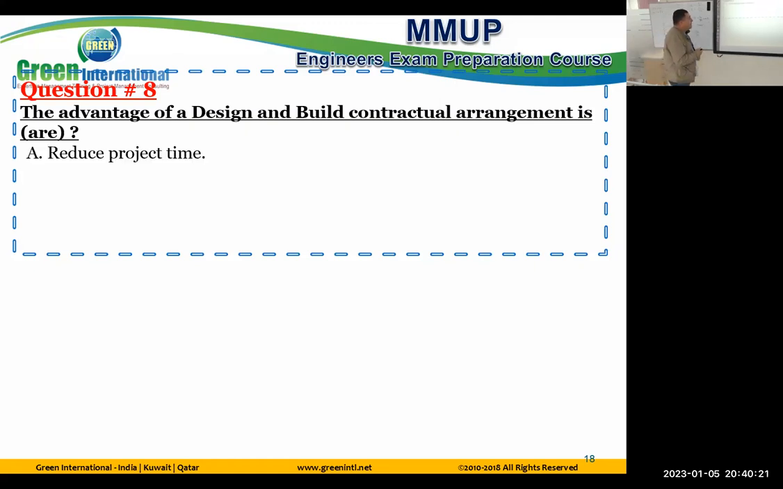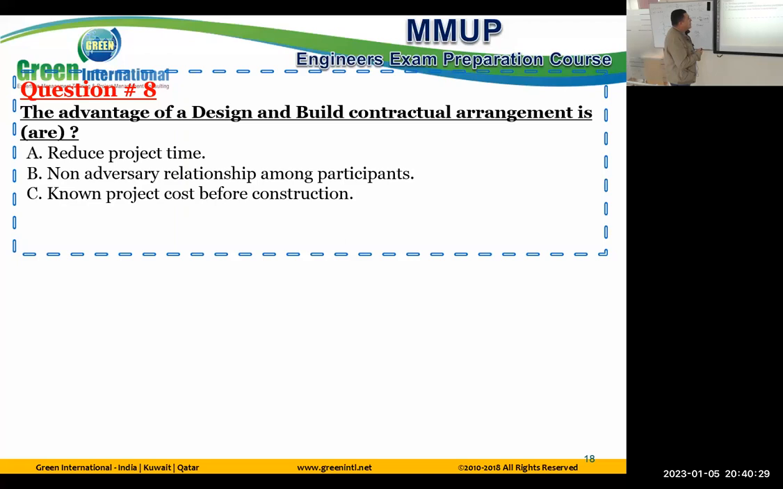Number one, reduce project time. Number two, non-adversary relationship among participants. Number C, no project cost before construction. Number D, all of the above. Don't choose all of the above. It's not always correct. Yeah, you already go for first number. Why we have CBE and we are choose all of the above.